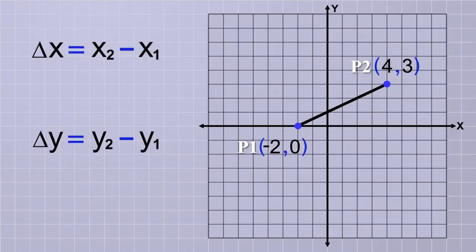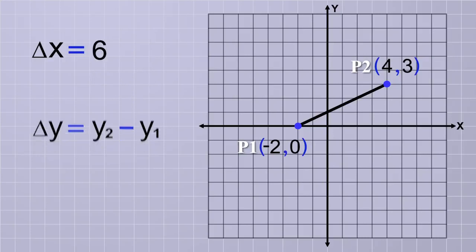Delta x equals x2 minus x1. And in this problem, x2 equals 4, and x1 equals negative 2. So delta x equals 4 minus negative 2, which is just 6. Next we calculate delta y.